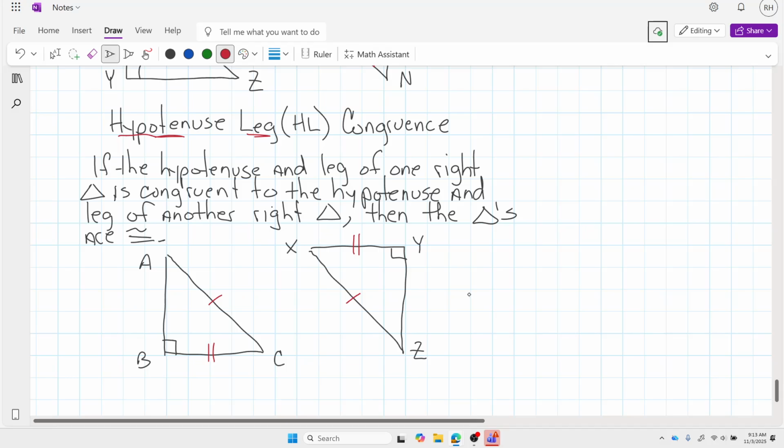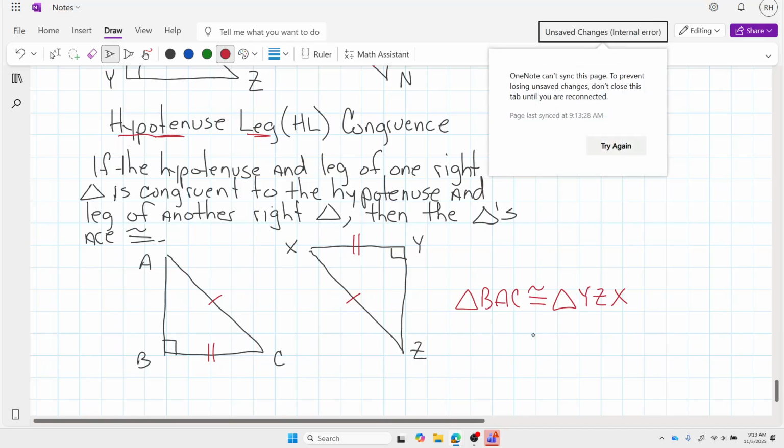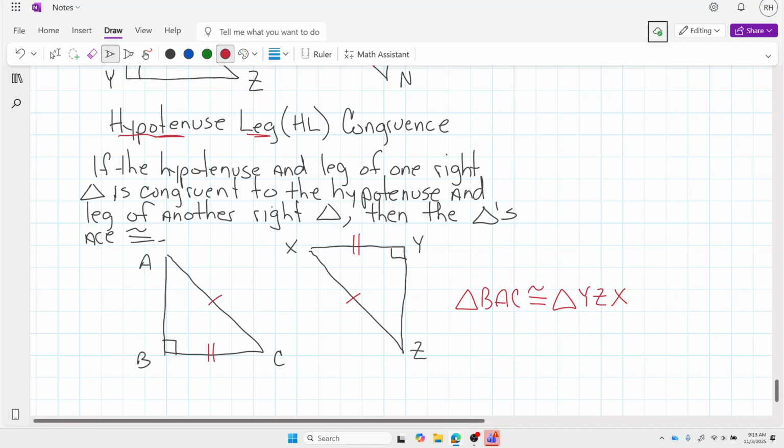So the congruent statement here would be, again, triangle BAC is congruent to triangle YZX. And if you're asked to give a reason, well, they're congruent by hypotenuse leg theorem. All right, so any questions about those theorems? They are very self-explanatory.